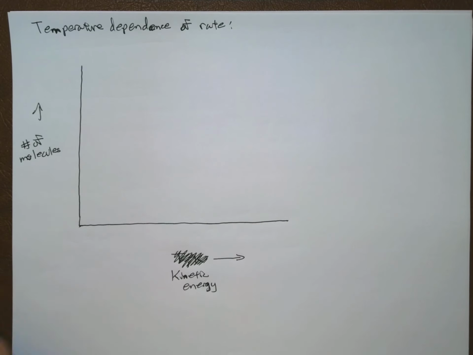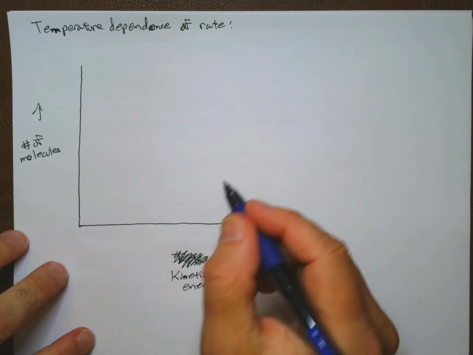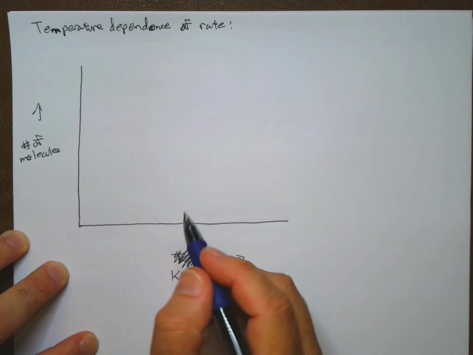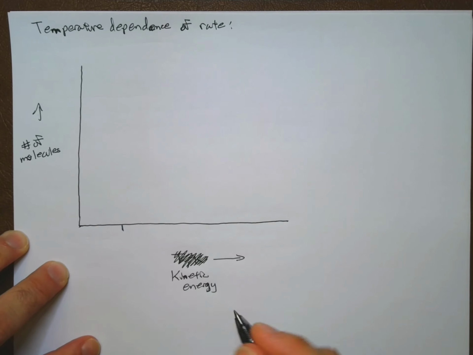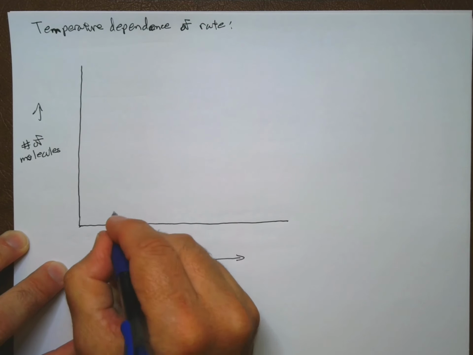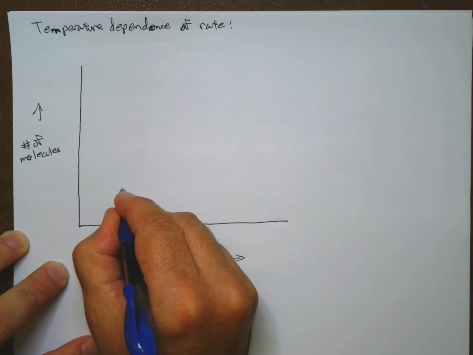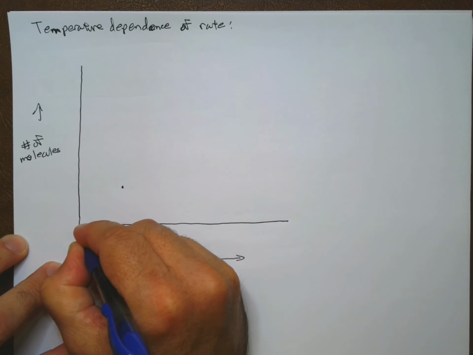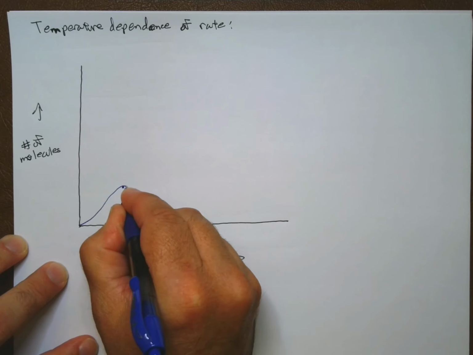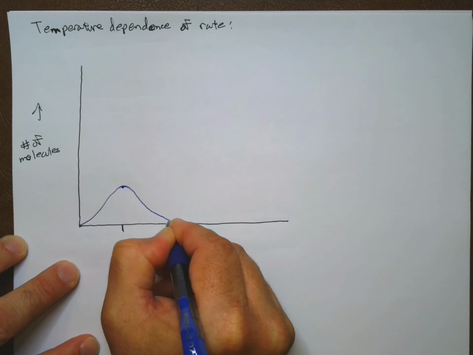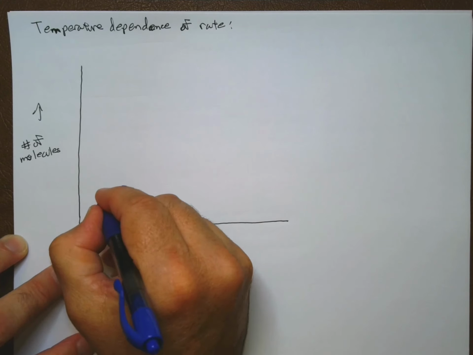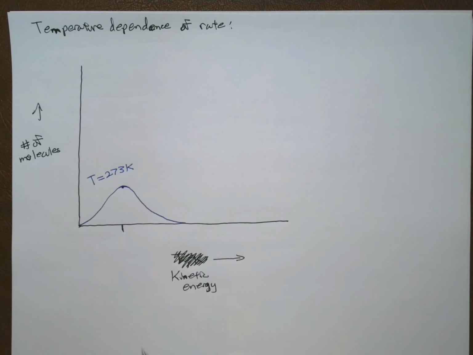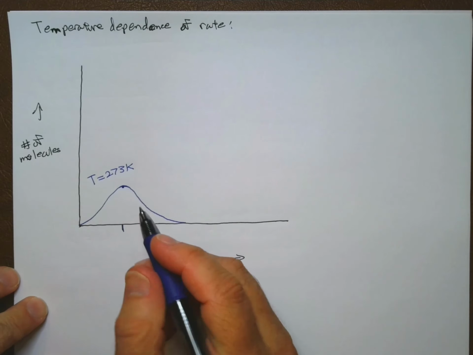Sorry about that. So let's say we have a particular temperature. Let's say 273 Kelvin. We'll have some average energy for our 273 Kelvin. And let me draw what this should look like, something like that. So this is T equals 273 Kelvin. So we get a distribution of energy.